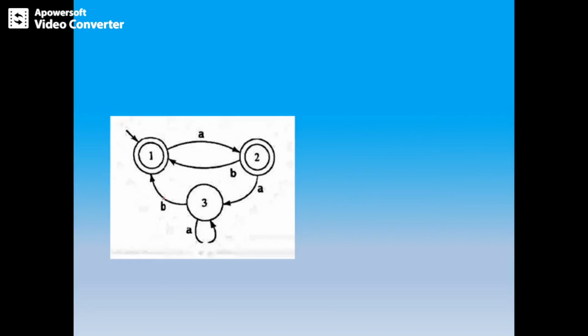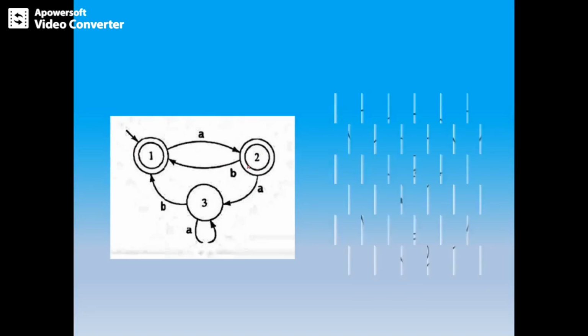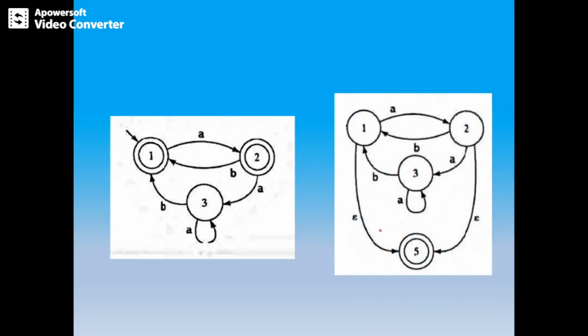So here, this is the accepting state, isn't it? This is the accepting state. There are two accepting states, right? And there are transitions going out of it. If so, what are you going to do? You have to create one new accepting state and connect the earlier accepting states to it with epsilon.